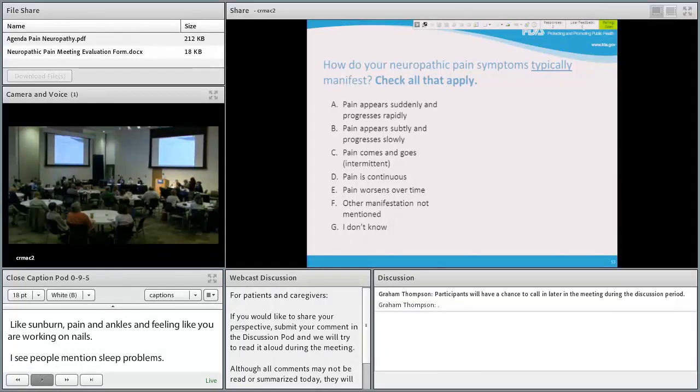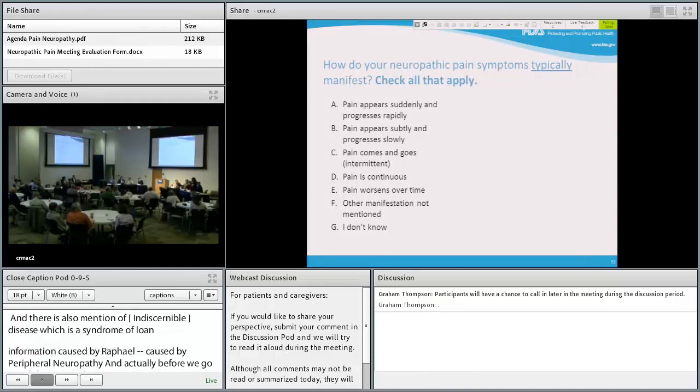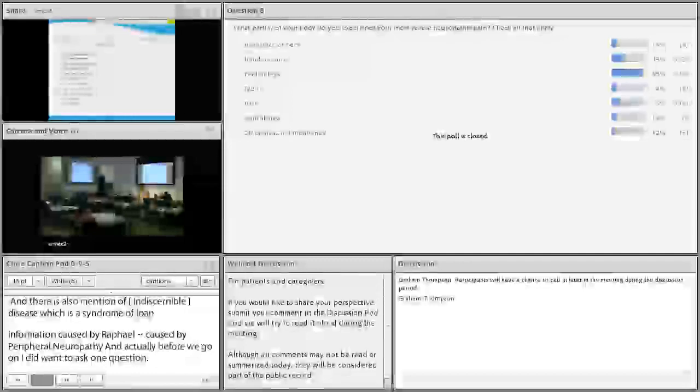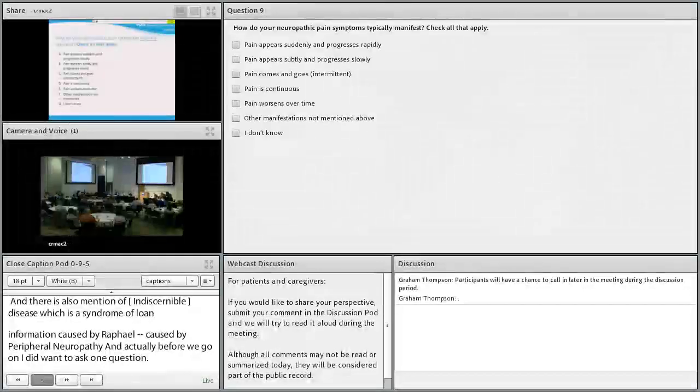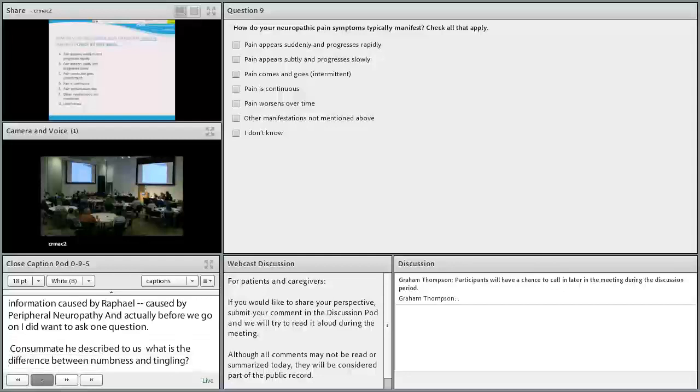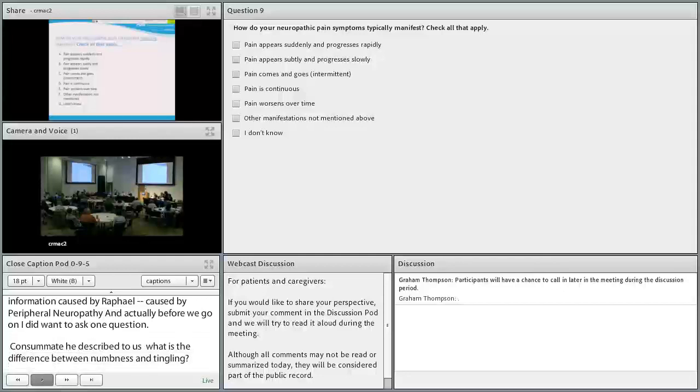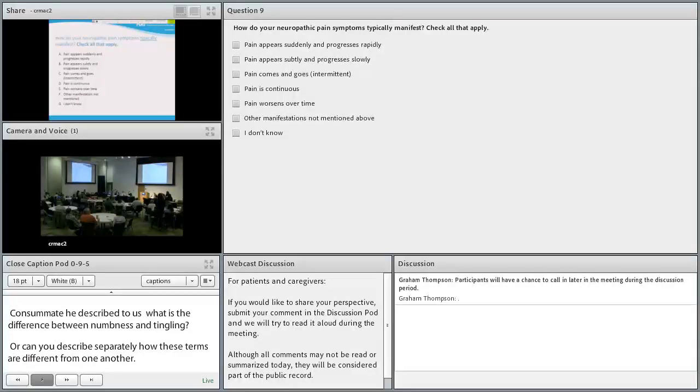And actually, before we go on, I did want to ask one question. Can somebody describe to us what is the difference between numbness and tingling? Or can you describe separately how these terms are different from one another? We've heard burning, shocking pain. We've heard tingling, of course, numbness. Can somebody tell us what's the difference in how you experience it? Let's start with Tanya. Hi.